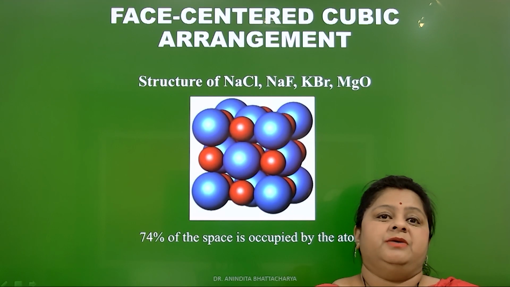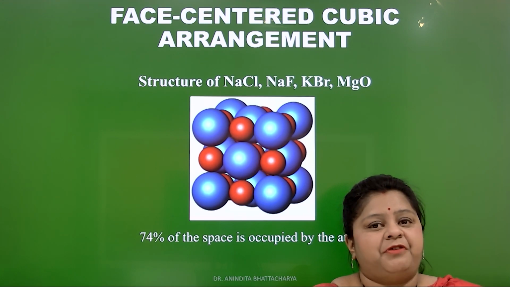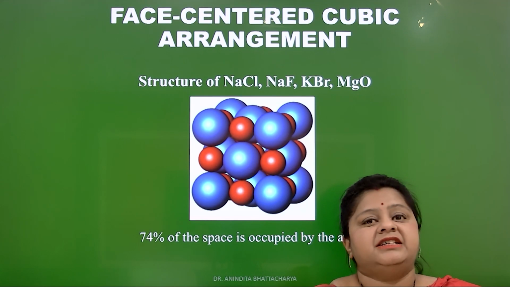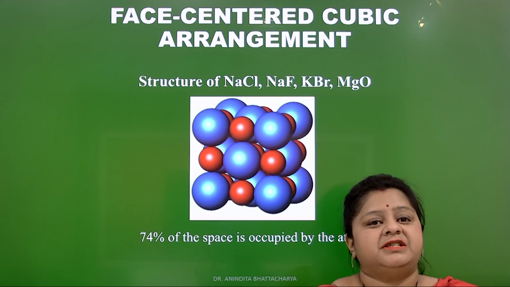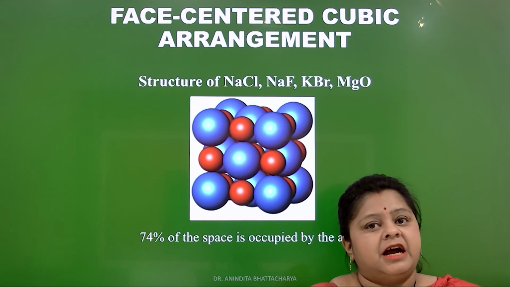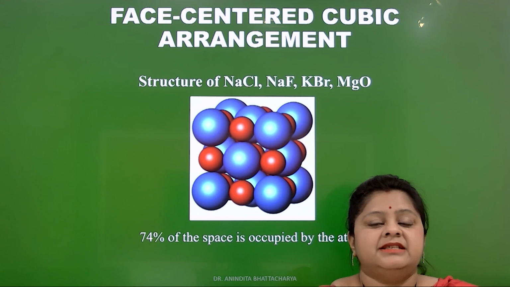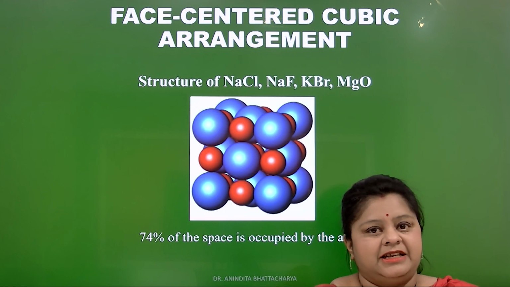Examples are sodium chloride, then we have potassium bromide, we have magnesium oxide, and here since the packing fraction is much more improved, it covers 74% of the space and we are left with only 26% of the space which is blank. Otherwise 74% of the cubic lattice is completely filled by the atoms.